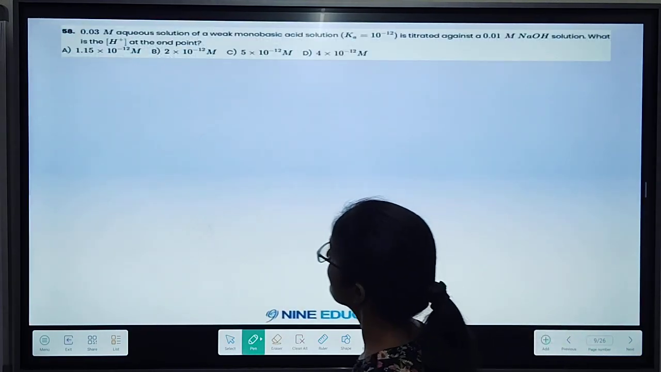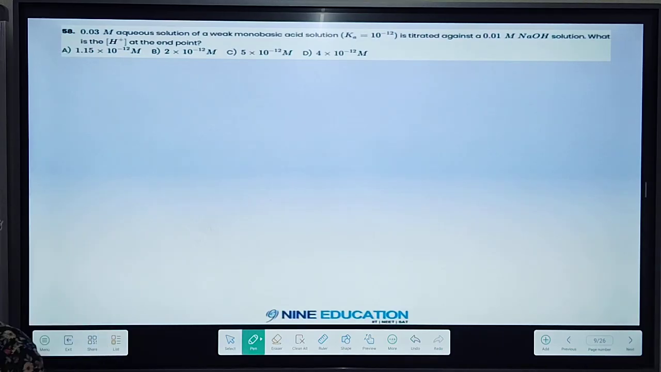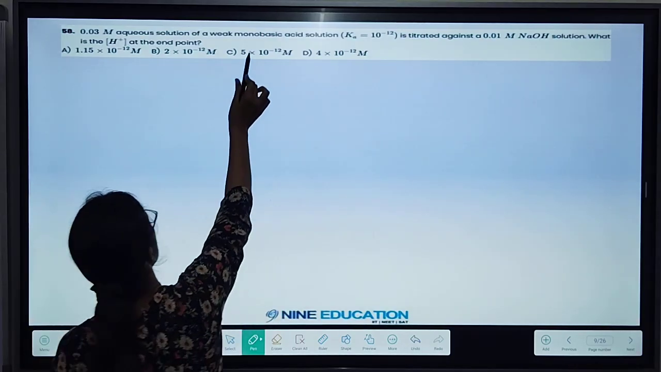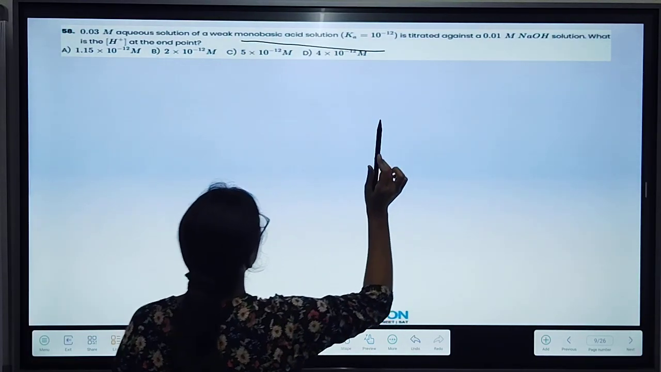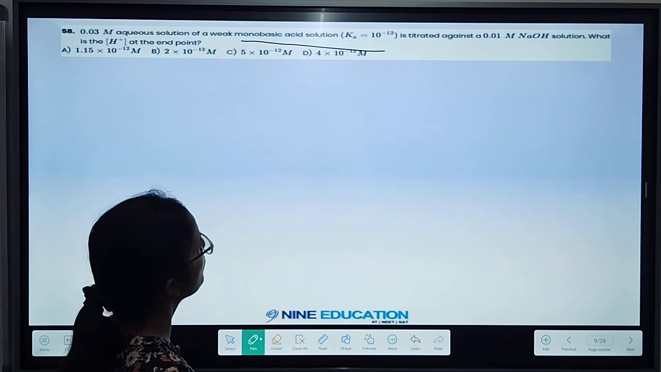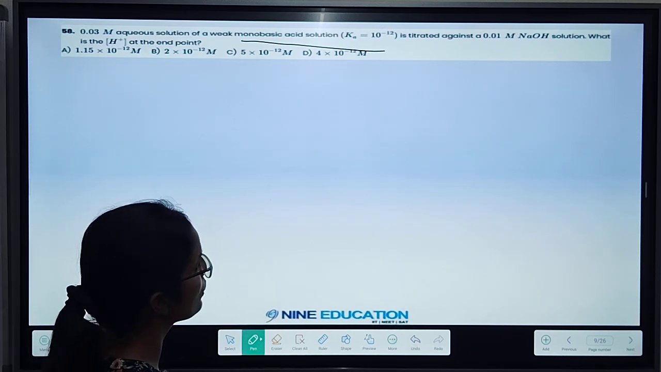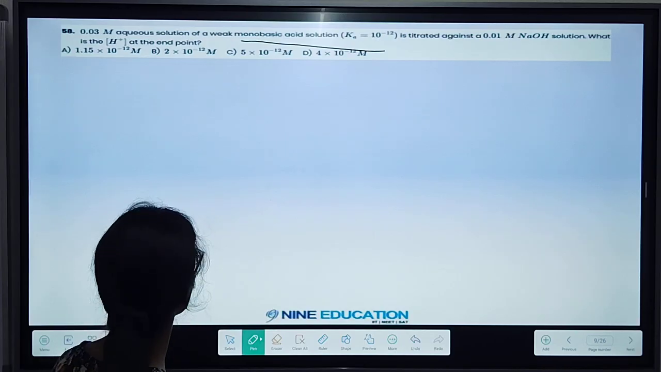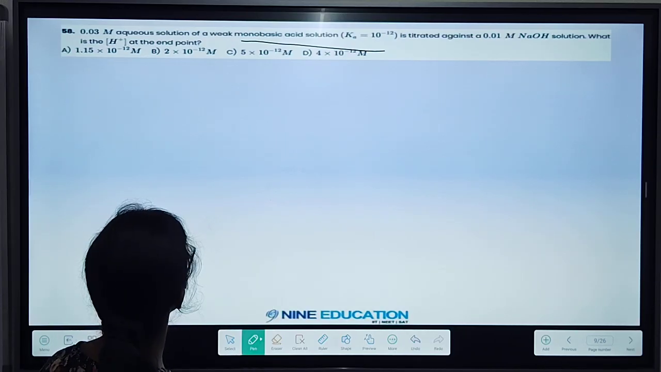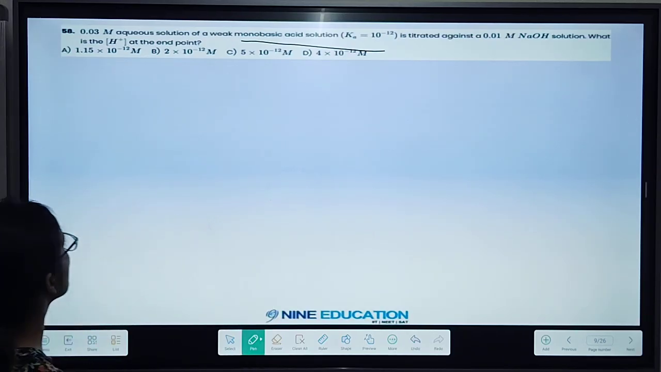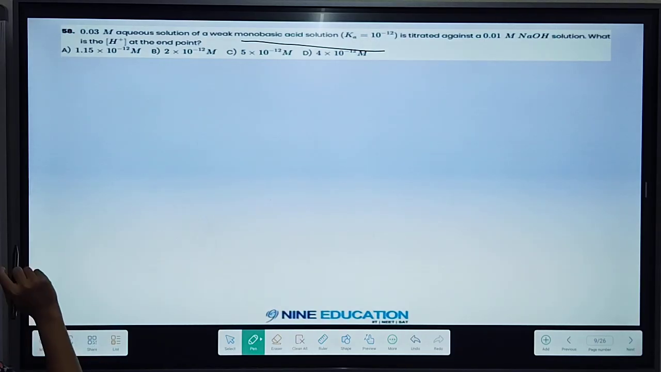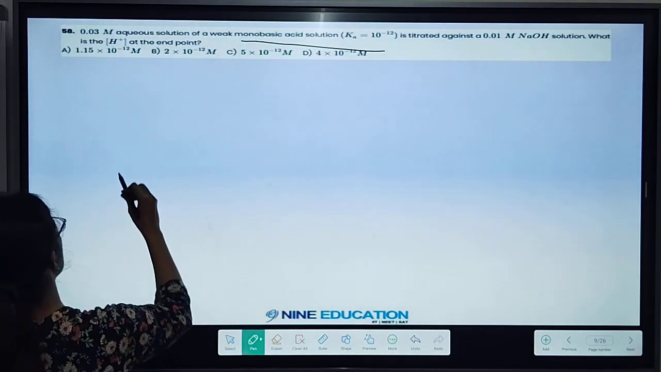Okay. Next we have question number 58: a 0.03 molar aqueous solution of a weak monobasic acid, which has Ka equal to 10 raised to power minus 12, is titrated against a 0.01 molar NaOH solution. What is the H plus at the end point? In the end we need to find out the H plus concentration. So let us see what they are giving us.